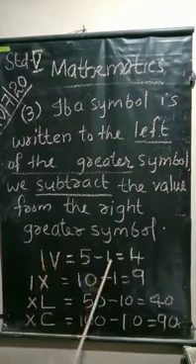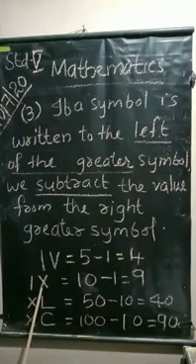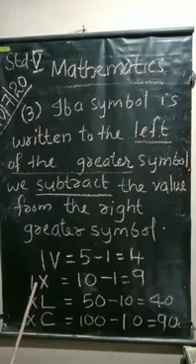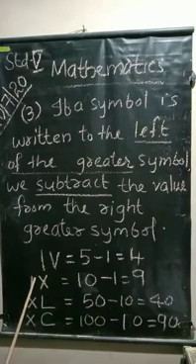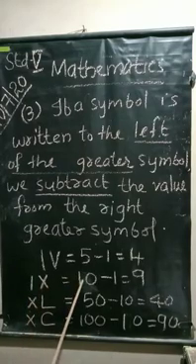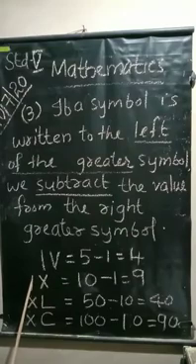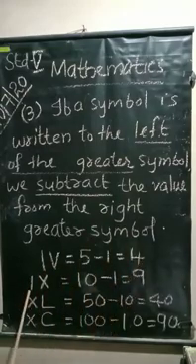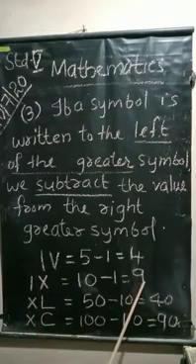5 minus 1, 4. Here IX. Greater symbol is X. Smaller symbol is on its left side. If smaller symbol is on the left side, it means subtract the values. Here X means 10. 10 minus I means 1. 10 minus 1, 9. IX equals 9.